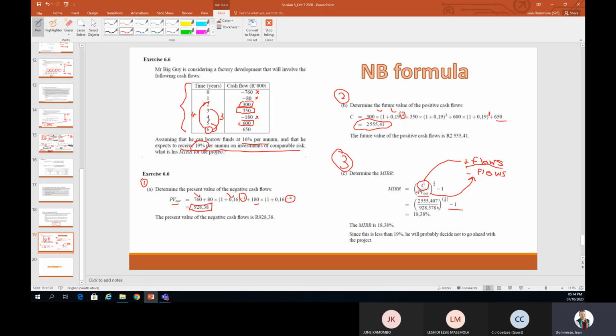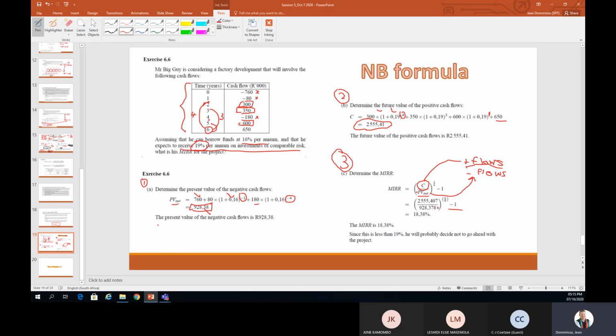So let's quickly see. 760 for the first one, 80 for the second one, the third one 0, 180 for the fourth one, the fifth one 0, the sixth one 0, interest rate of 16%, net present value 928.4. Okay, cool. Okay, wait, there is a way.